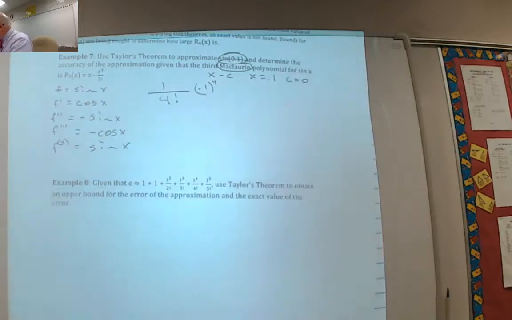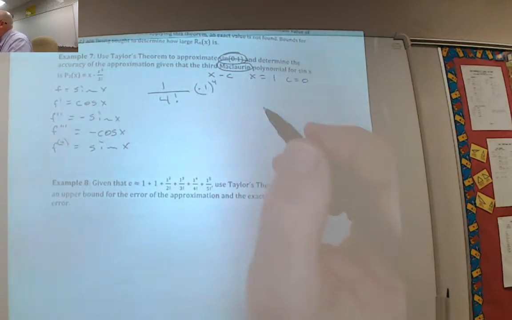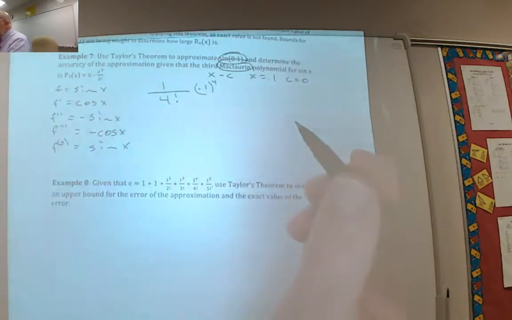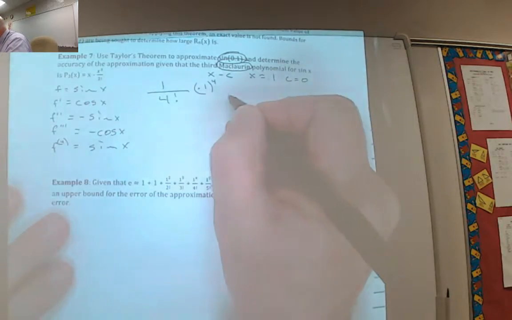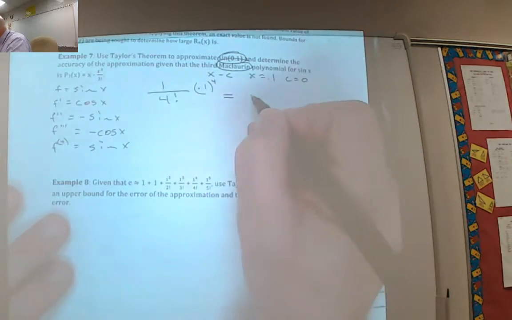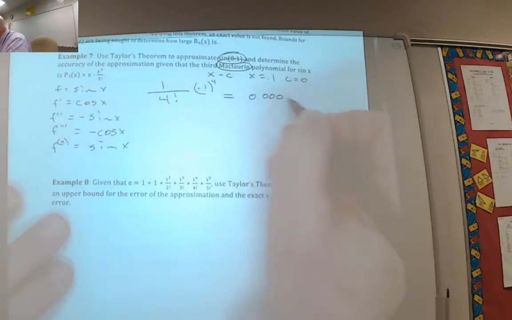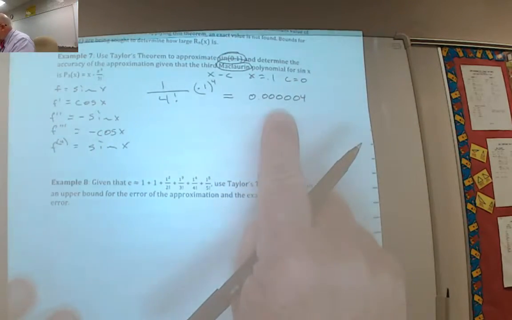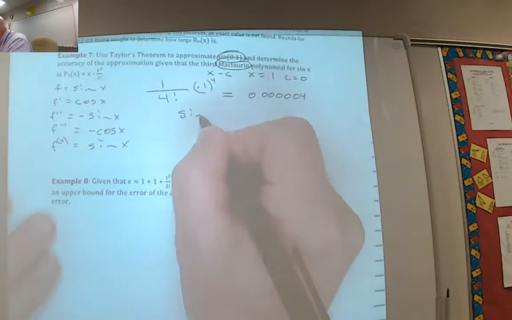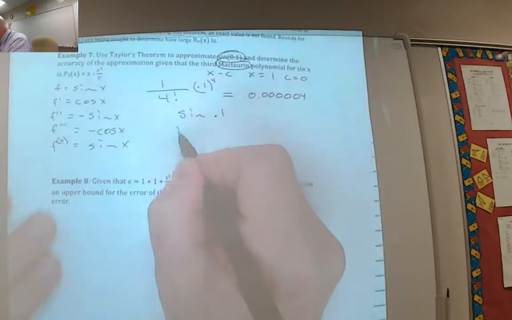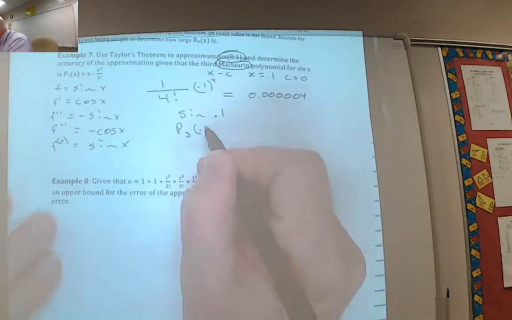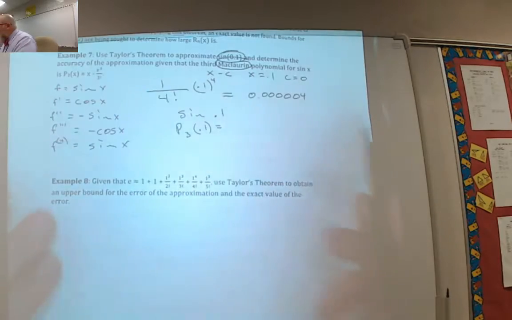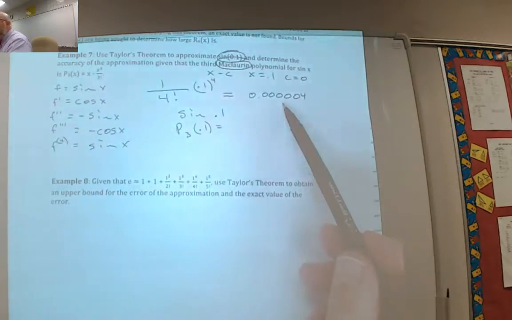And so did I figure that out on the calculator? Was it like 0.000004 or something like that? Was it like 5 zeros? Yeah, 4. And so what I'm saying is this: when I actually figure out the sine of 0.1, and I put 0.1 into my third degree polynomial, it will not have an error of more than that.